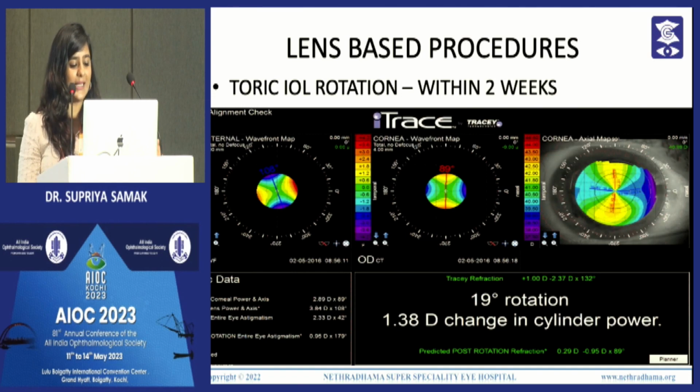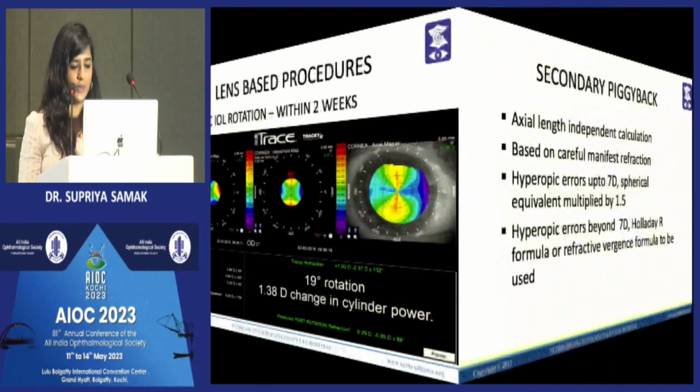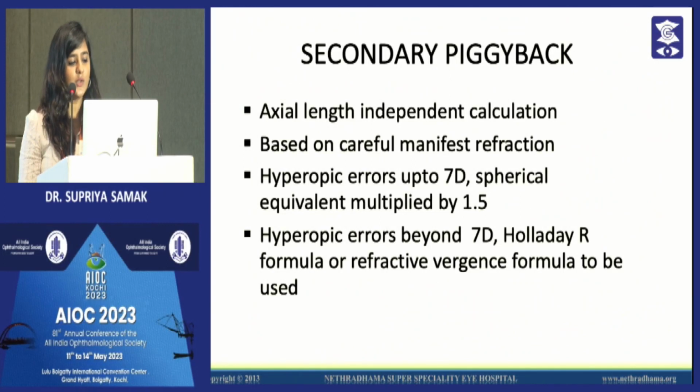And it tells you exactly how much of the toric IOL rotation will give you how much of a change in cylindrical power. And it also predicts the post-rotation refraction that you will have if you rotate it by that much. So it's an excellent tool to help you with toric IOL rotation. Now coming to secondary piggyback IOLs, the calculation for this is axial length independent calculation. It's based on a careful manifest refraction.